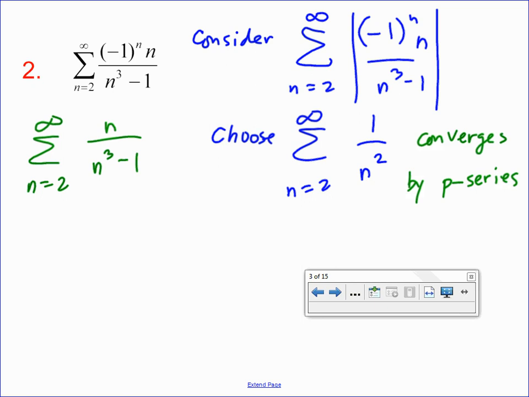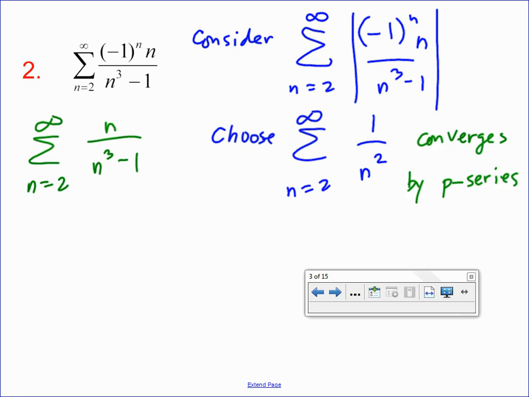All right, so let's go ahead and see if we can use direct comparison. In order to use direct comparison and show convergence, I need my original to be less than or equal to my comparison series. Is n over n cubed minus 1 going to be less than or equal to 1 over n squared for all n greater than n?